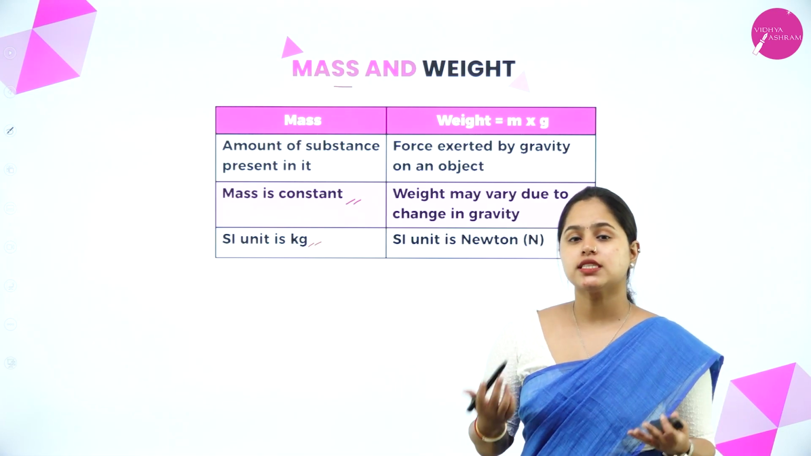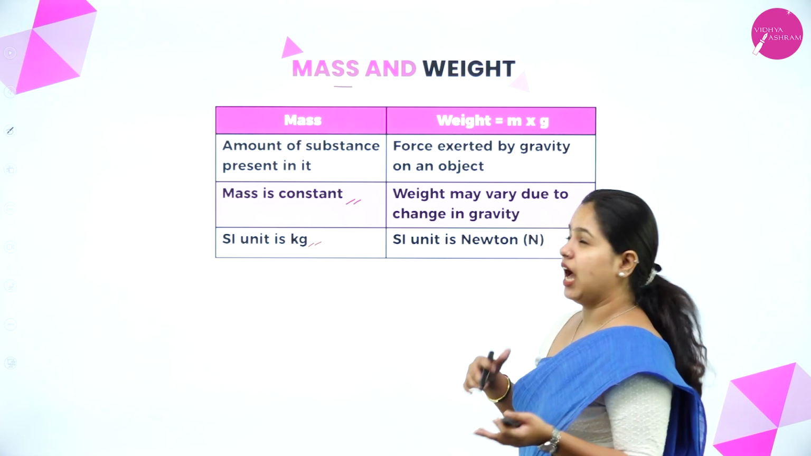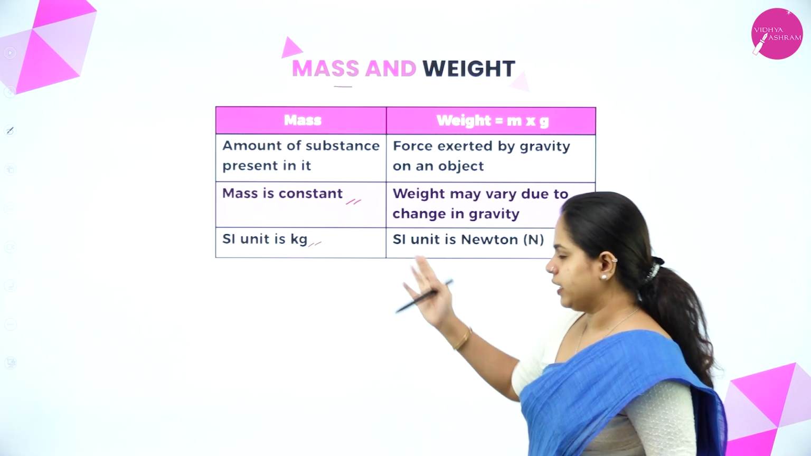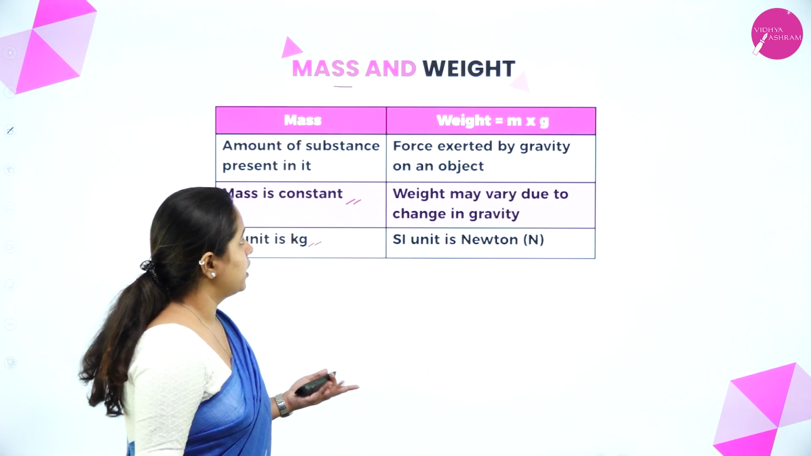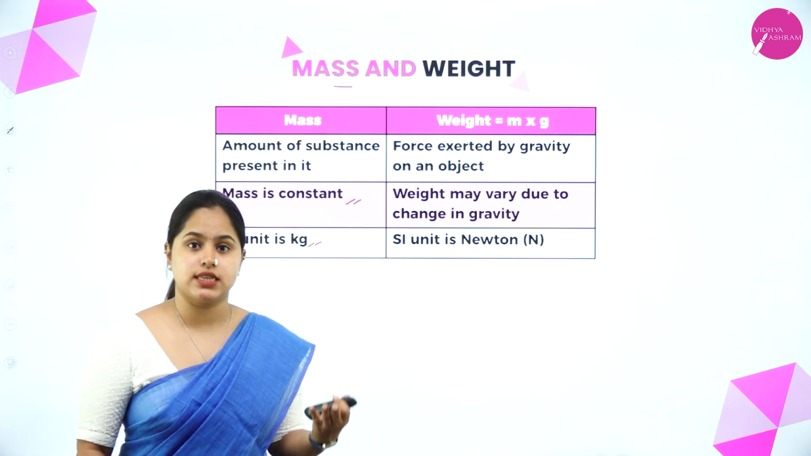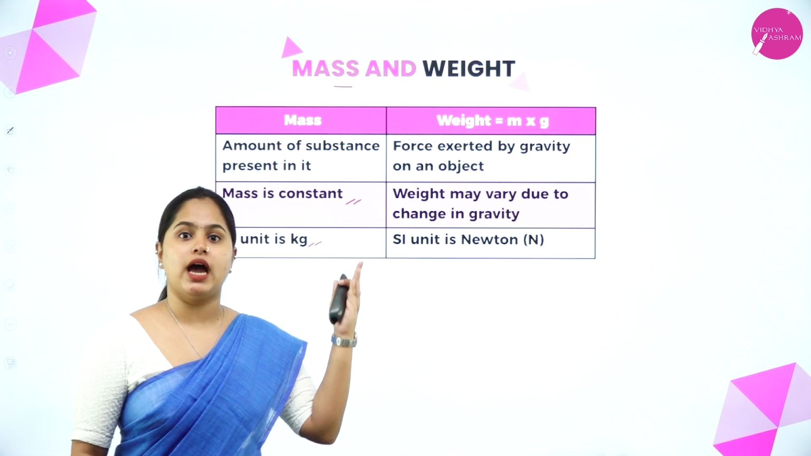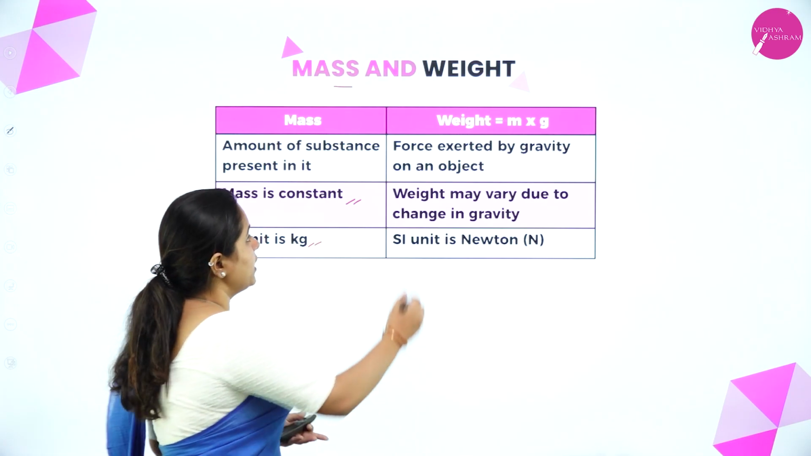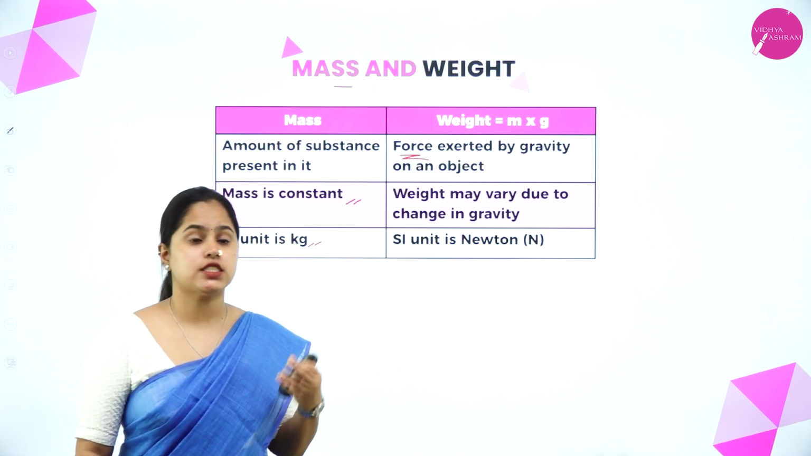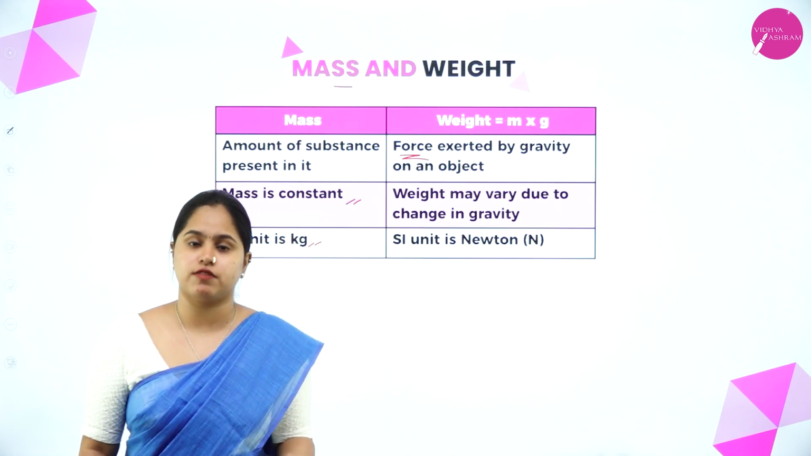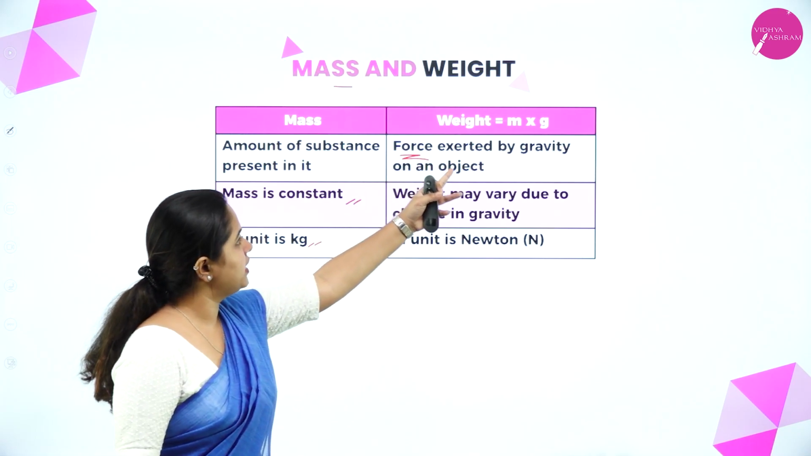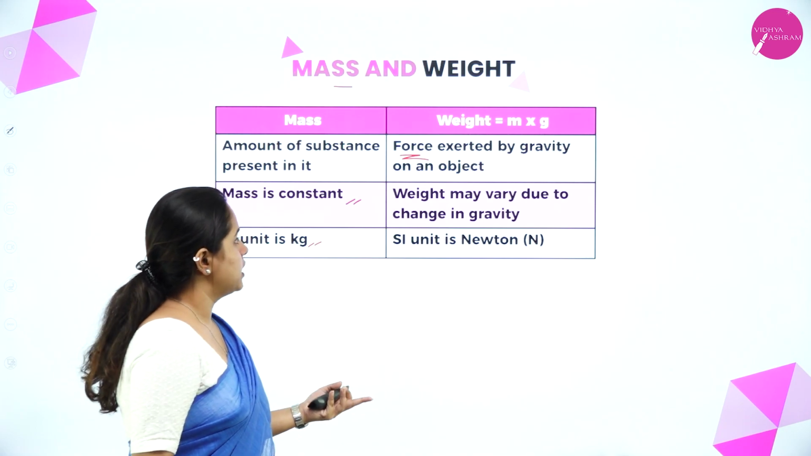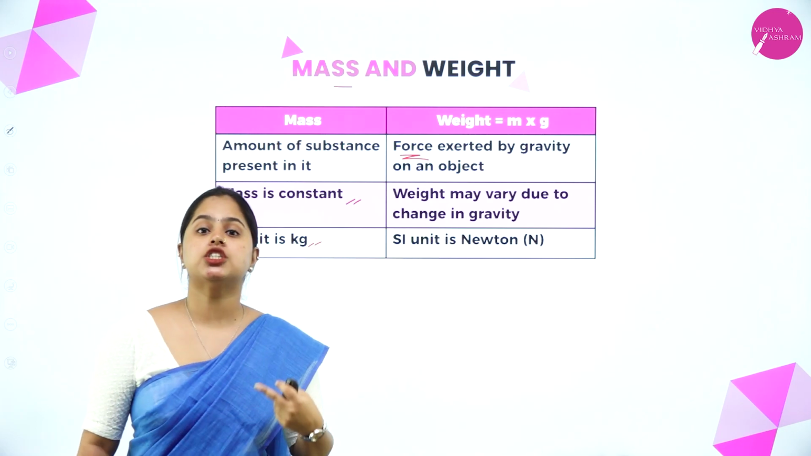Now, there always comes a confusion whether mass and weight are the same. No, mass and weight are not same. So, you are clear with what is mass. Now, what is weight? Weight is actually the force exerted by gravity on an object. So, mass is the amount of substance present and weight is a force. Weight is a force which is being exerted by gravity on an object. So, your weight is the mass multiplied by acceleration due to gravity. So, weight may vary due to the change in gravity.